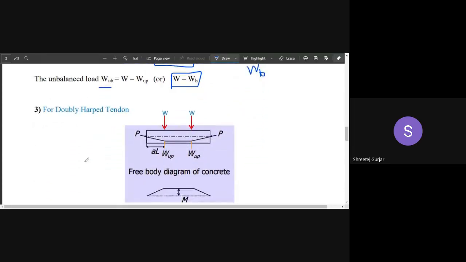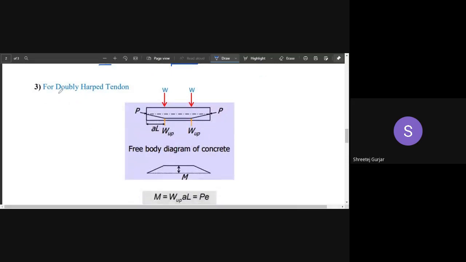So moving on to the next concept. It is for your doubly harped tendon, wherein we have two concentrated loads equally distributed. Spacing between all of these is equal. So this is L divided by 3, L divided by 3, L divided by 3. If the whole span of your beam is L, then it is L by 3, L by 3, and L by 3. So this is your tendon profile, and this is the upward thrust which is generated.